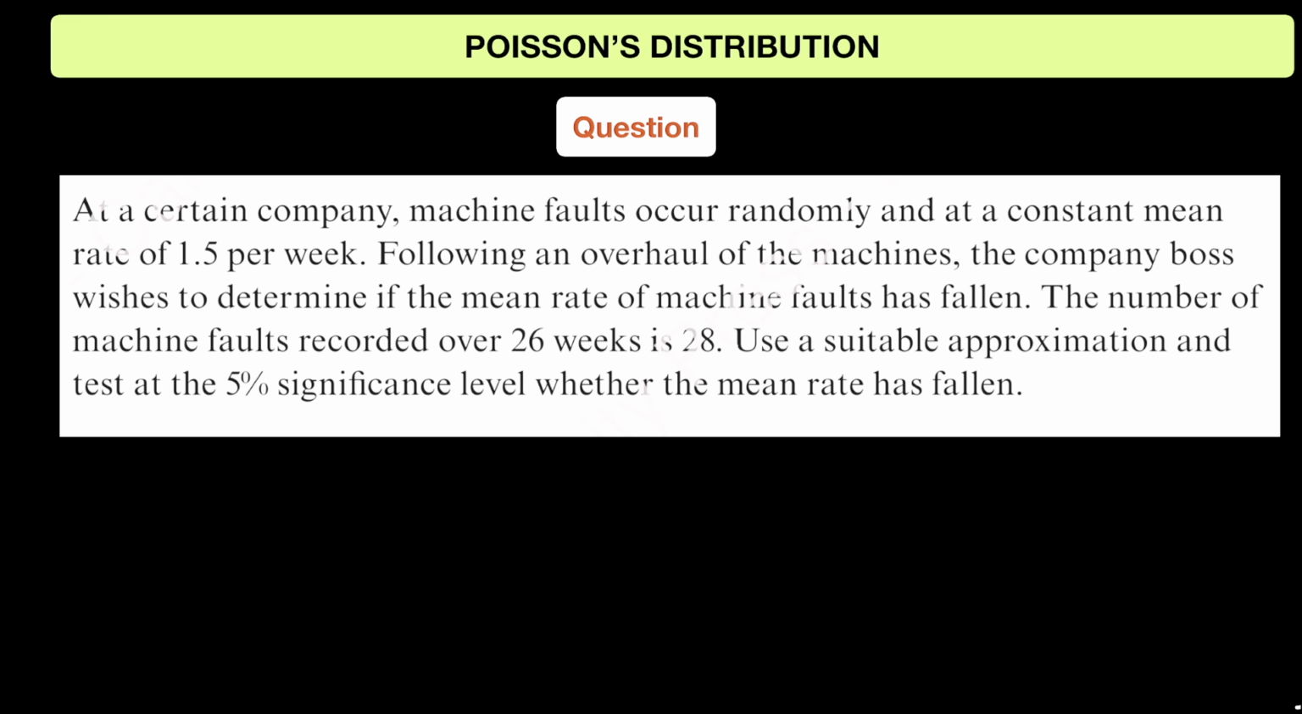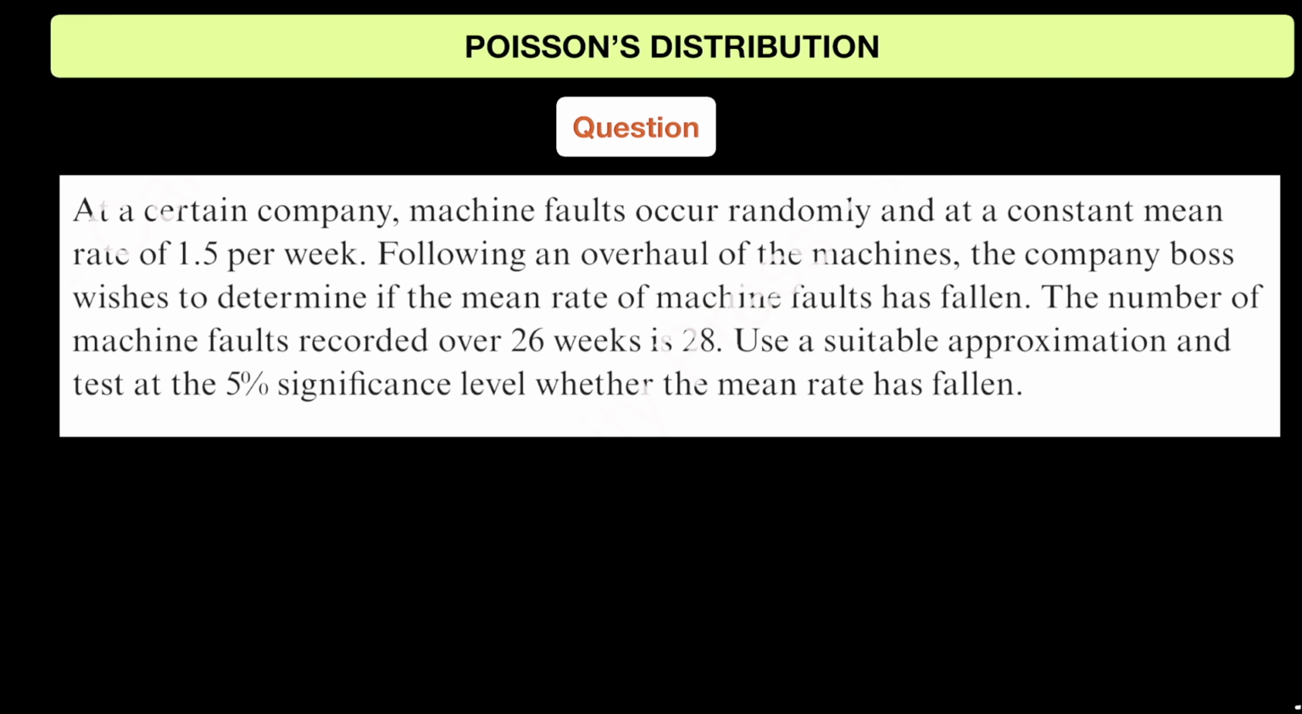In the question it is given that at a certain company, machine faults occur randomly and at a constant mean rate of 1.5 per week. This line is sufficient to make us understand that it follows Poisson distribution. Following an overhaul of the machines, the company boss wishes to determine if the mean rate of machine faults has fallen. So this is going to be your H1.